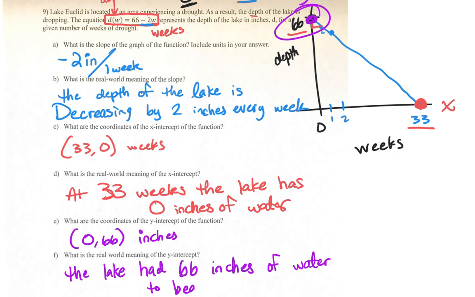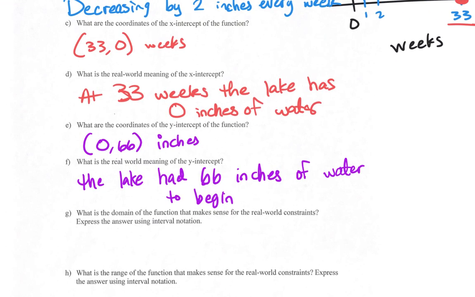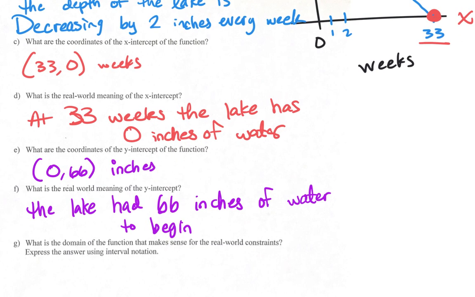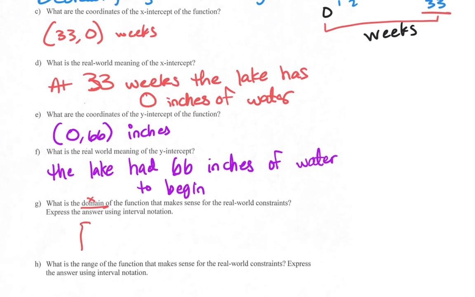At the beginning, at the starting point, at t equals 0, at 0 weeks. What is the domain? Well, the domain, we're going to come back to our x-axis because domain is the x values. So let's see how far our domain goes. It goes from 0 to 33. So our domain is 0 to 33 weeks.